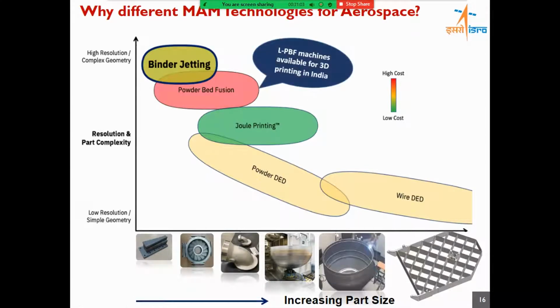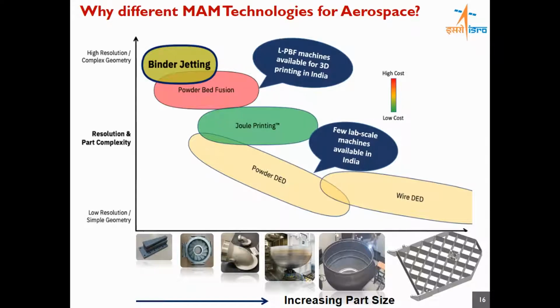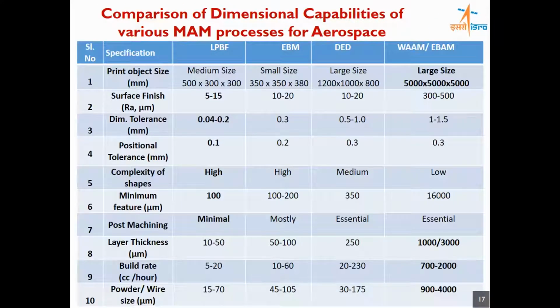So there are many machines available for laser powder bed fusion for carrying out 3D printing in the country. Whereas only a few lab scale machines are available in powder DED and also in wire DED, maybe a lab or two to name. Maybe Professor Karnakaran would have shown in his lecture. So this slide again shows the comparison of various dimensional capabilities of the various processes we discussed. So this is the laser powder bed fusion.